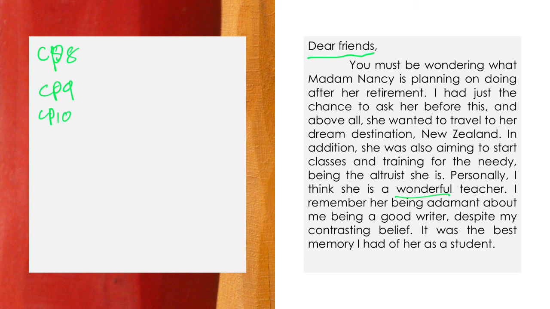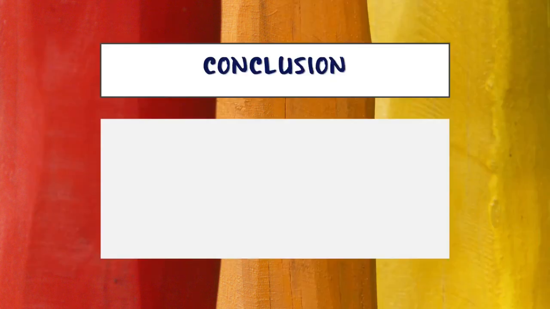I remember her being adamant about me being a good writer despite my contrasting belief. Alright, and then it was the best memory I had of her as a student. Okay, so this is one of the memories that he has, so that makes it CP 11 for this essay. Alright, the next paragraph would be the conclusion, but bear in mind we still have one more point that we haven't written down, which is the wish, and you should also thank your audience, or we called it a closing.